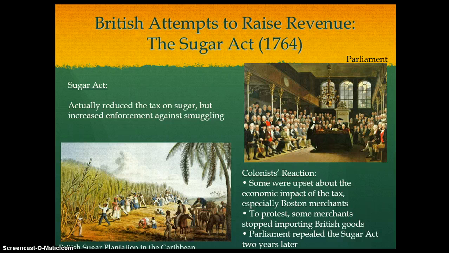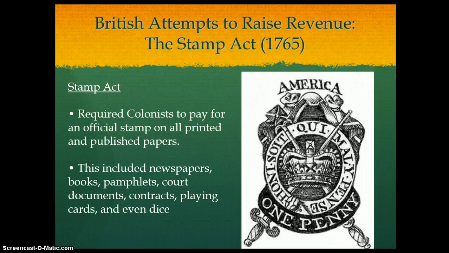There was so much of a hue and cry, such a protest against it, not a physical protest, but there was so much in terms of letters being sent and complaints to Parliament that Parliament actually repealed the Sugar Act about 2 years later. So this is actually an example of the English government backing down as a result of one of its laws that it passes. Another one was the Stamp Act.